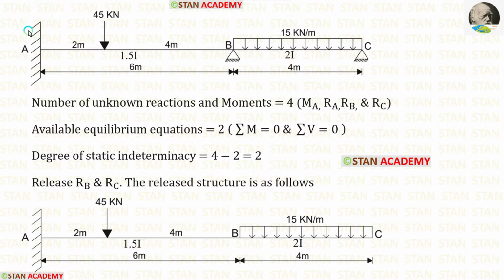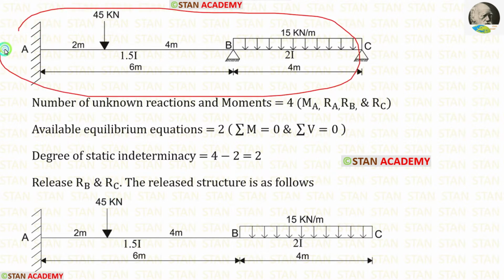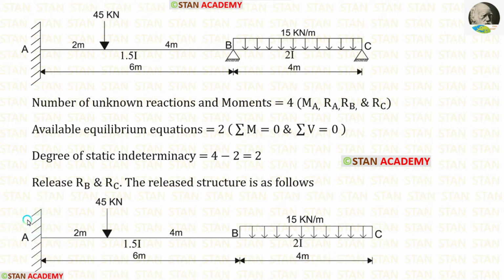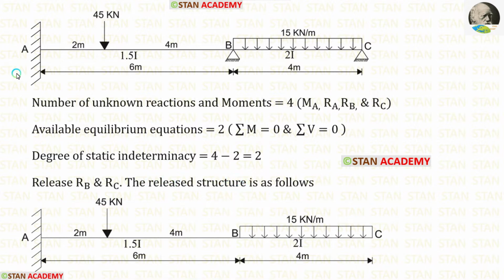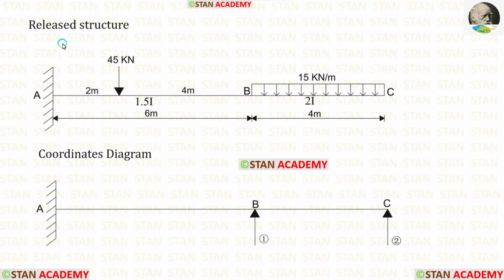When we release them, this continuous beam becomes a cantilever beam. This beam is called the released structure. I have analyzed this very same beam by taking MA and MB as redundant. You can see the link for the video in the description. We have made the released structure.